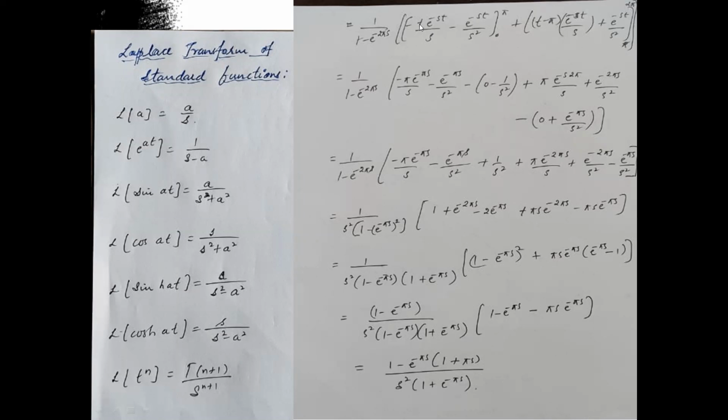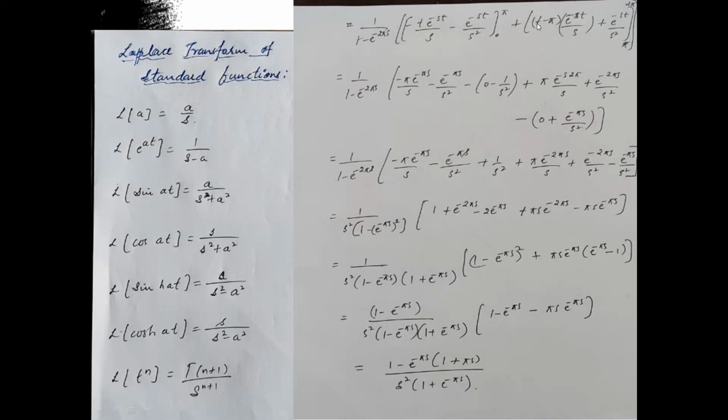Pi, if you put here, becomes minus pi e raised to minus pi s by s. Then here it is e raised to minus pi s divided by s square. Okay. Then if you put 0, this term becomes 0. Then when we put it in the second term, it is e raised to 0, that is 1, divided by s square with the minus sign. So minus 1 divided by s square.